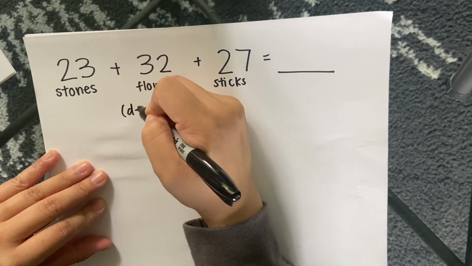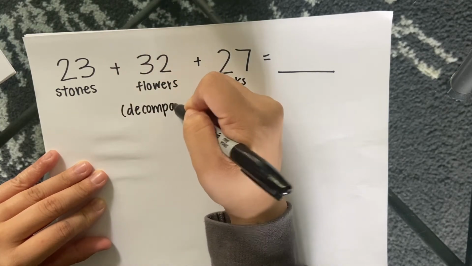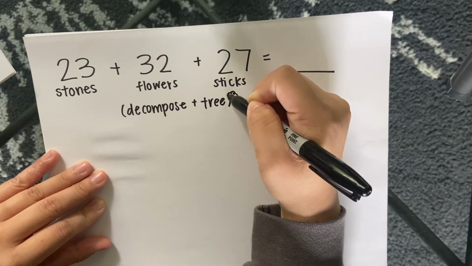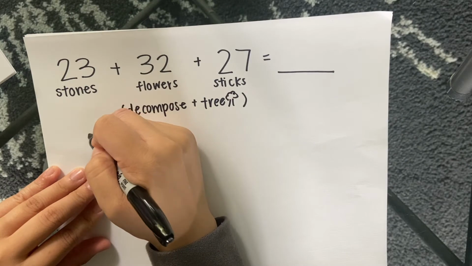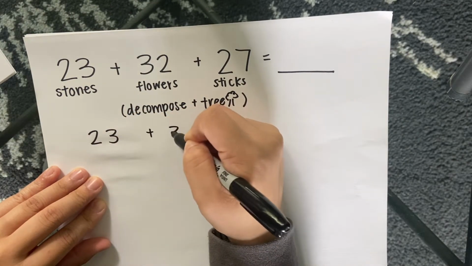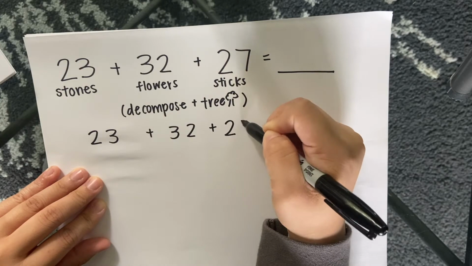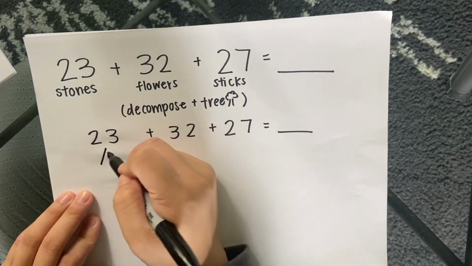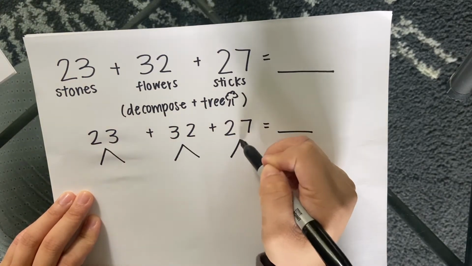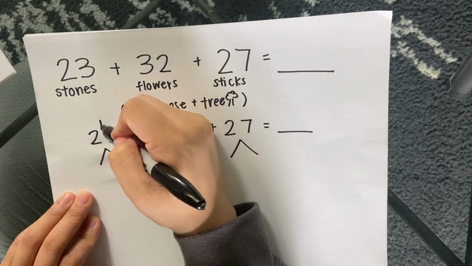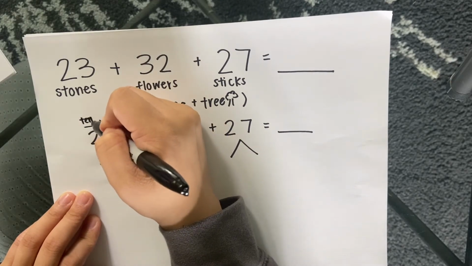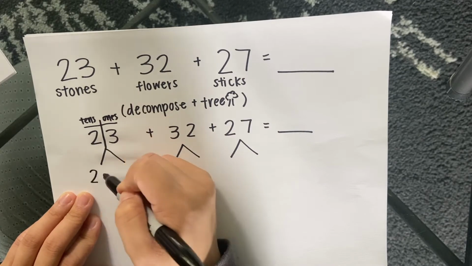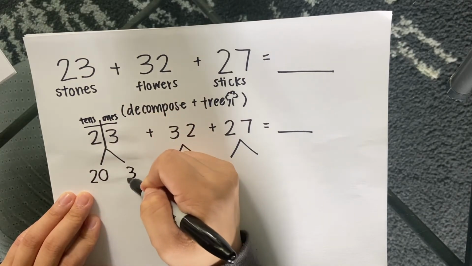So I'm going to use the decompose and the tree method, and that's where we break up our tens and our ones to add, and that makes it easier for us. So I'm going to rewrite the problem down here, 23 plus 32 plus 27. I'm going to decompose. We're going to start with 23. Remember, when we decompose, we're going to be breaking up into tens and ones and looking at the place value. So the 2 is in the tens place, the 3 is in the ones place. 2 tens, that's 20. 3 ones, that's 3.